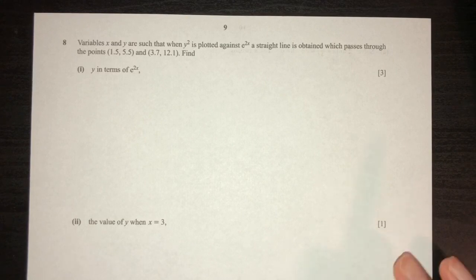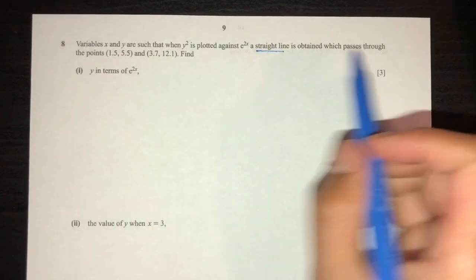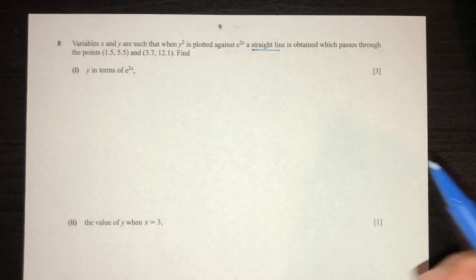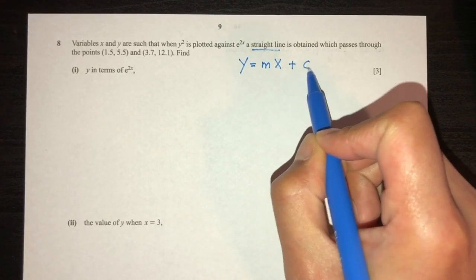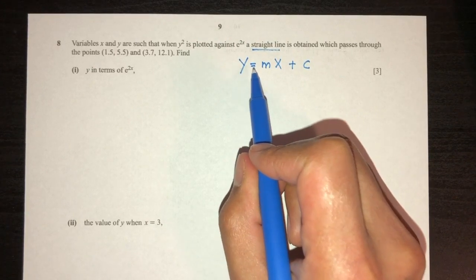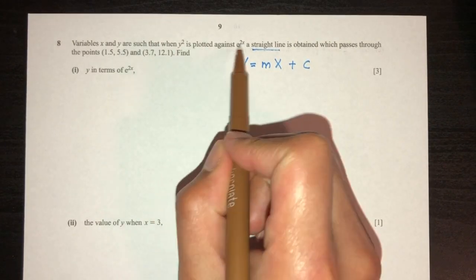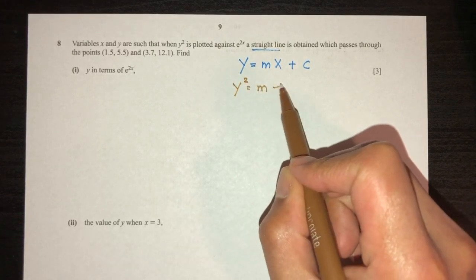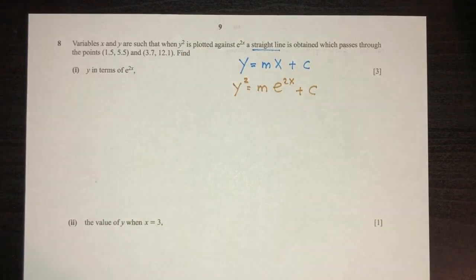Let's move on to question number 8. Here we have variables x and y such that y squared is plotted against exponential 2x, and a straight line is obtained passing through those 2 points. So you have to understand what a straight line equation usually is. A straight line is something like y equals mx plus c, when y is plotted against x. But since y squared is plotted against this, you will have y squared equals gradient times exponential 2x plus c. That will be your equation of the straight line for this graph.